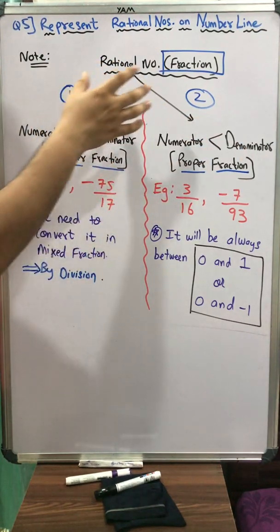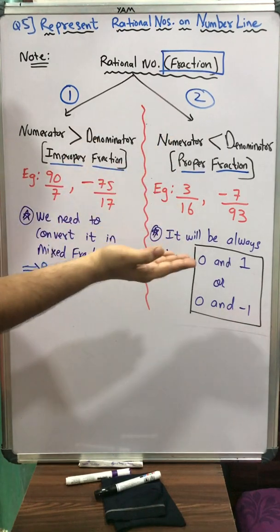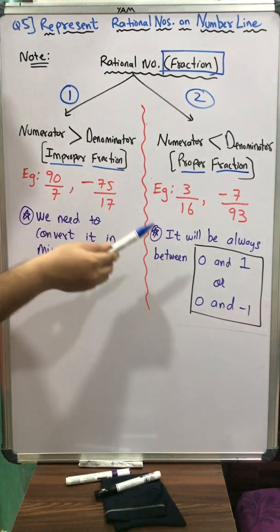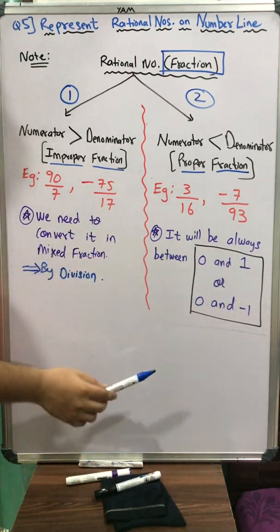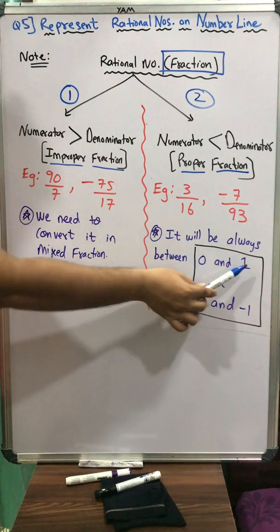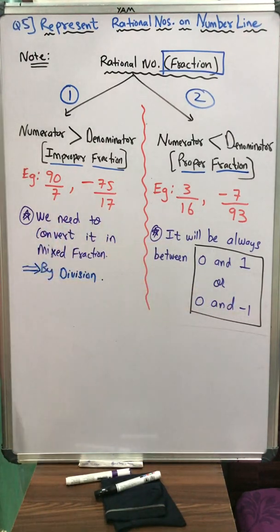So when you will plot any fraction on the number line in which numerator is small and denominator is big, your number will come either between 0 and 1 or it can come between 0 and minus 1. If positive, it will come between 0 and 1 on the number line, and if negative, it will be between 0 and minus 1.